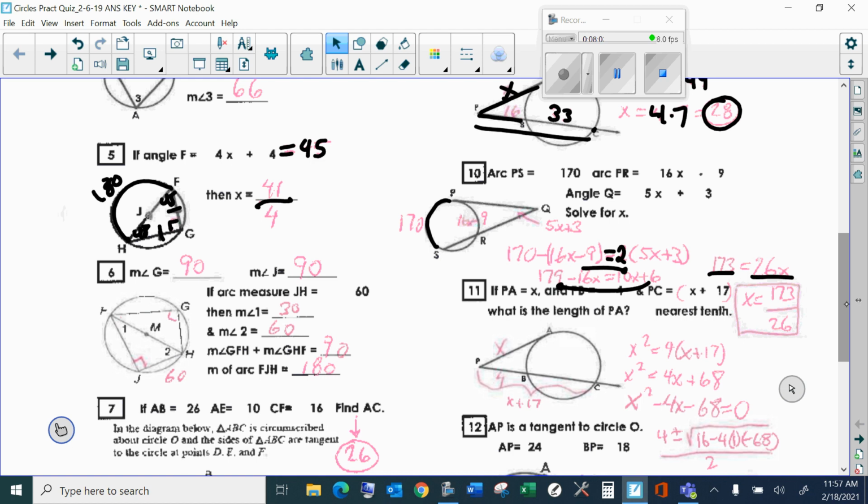It does not divide in evenly, gives me some decimals, so I can just leave it as the fraction 173 divided by 26. It does not simplify. 2 does not go into it. 13 does not go into it.